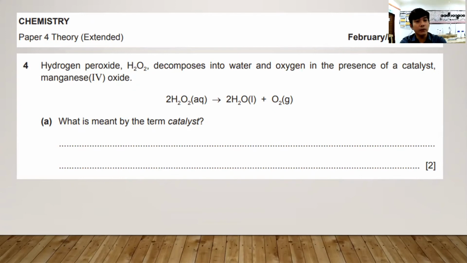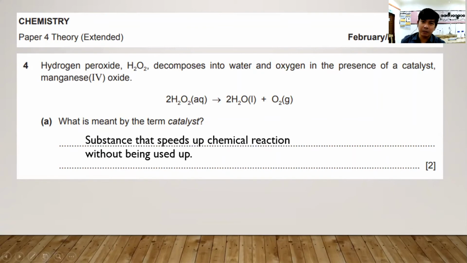Okay, so I have shown you this one earlier. A catalyst is a substance that speeds up a chemical reaction without being used up. So it's making the chemical reaction faster, or the rate of the reaction increases, without being used up. This is how you'll get the 2 marks because it is 2 marks. So 1 mark for a substance that speeds up a chemical reaction and then without being used up. So that is another mark. So that is 2 marks. Okay, then let's continue.